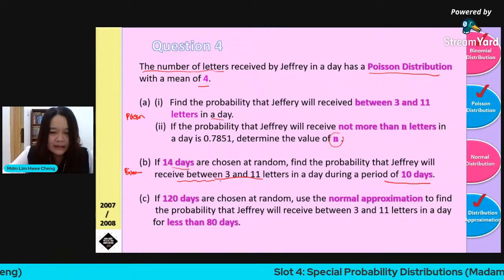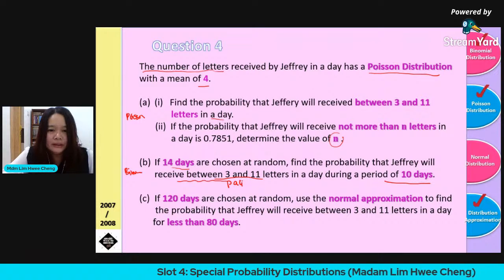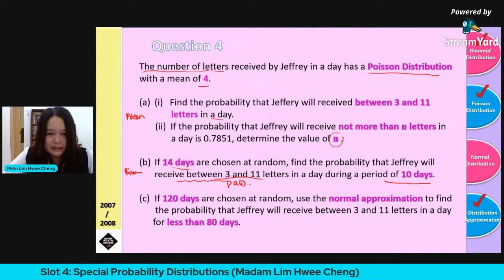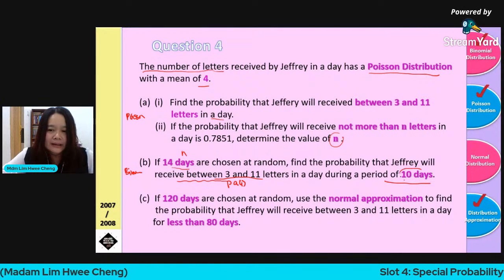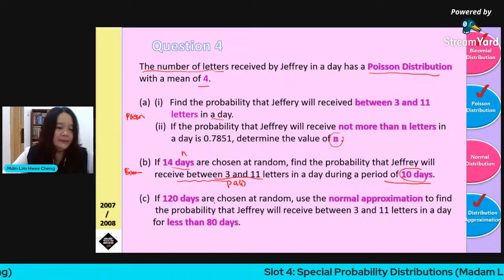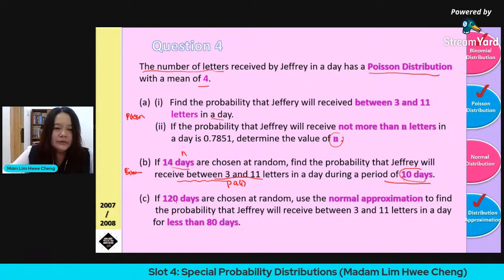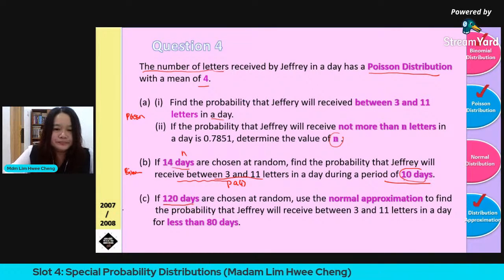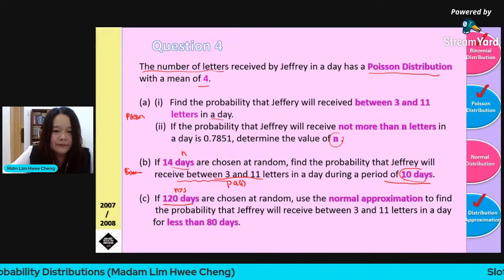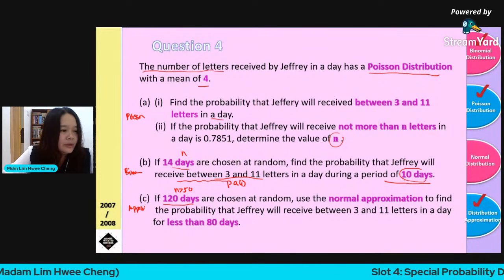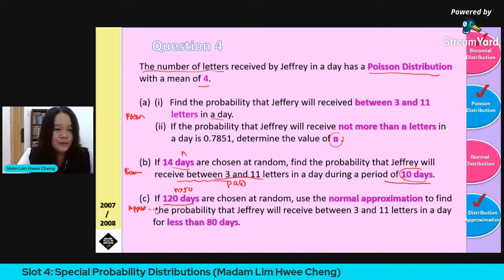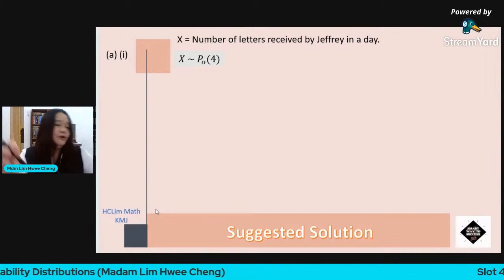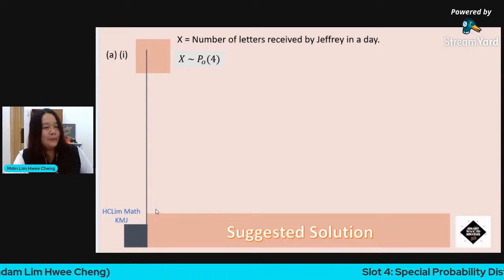So this one I'm going to do between 3 and 11 letters of period. Okay, kita dah cari probability ini dekat bahagian part A1 ini. We use this as the probability P. So this is the N and this is the P, and we are going to get the 10 days yang receive letters between 3 and 11. And thirdly, if 120 days are chosen, ini N dia besar, so kita perlu buat approximation. Okay, how we answer this? This question is very interesting, how they change the flow from Poisson to binomial and to approximation.